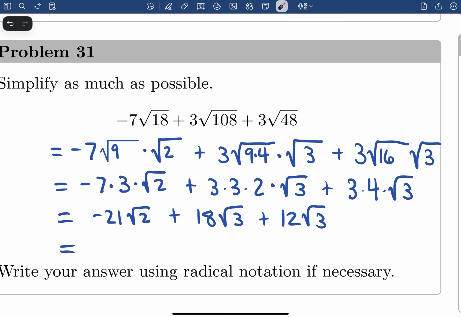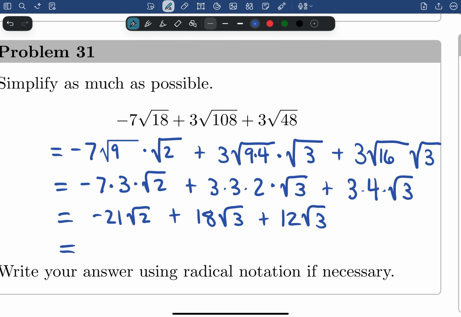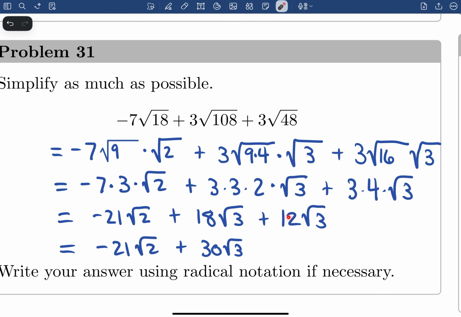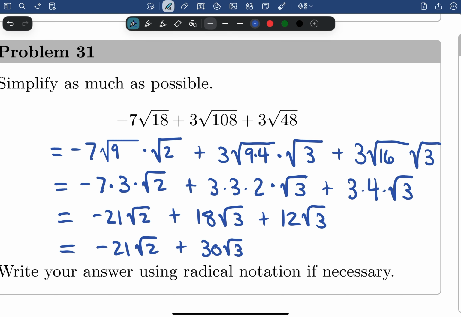But these are like radicals because they're both under a square root, so same index, same radicand. So we can combine them together as like radicals. And so my final answer is negative 21 root 2 plus 30 root 3. Yeah, because 18 plus 12 is 30. And there we go. We have simplified as far as our brains will allow us to.